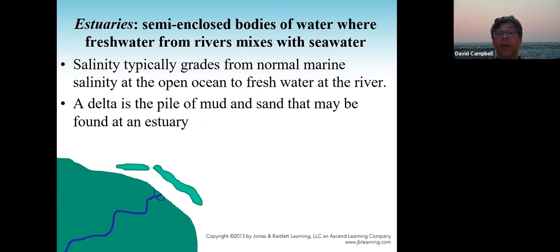An estuary. So this is a place where we have fresh water coming from a river flowing into the ocean, and we've got a mixing zone somewhat gradually going from fresh up in the river to normal ocean water on beyond. Now we mentioned deltas. The delta is the pile of sand and mud. The estuary is the water in this area. Not all estuaries have deltas with them, but they can be present.